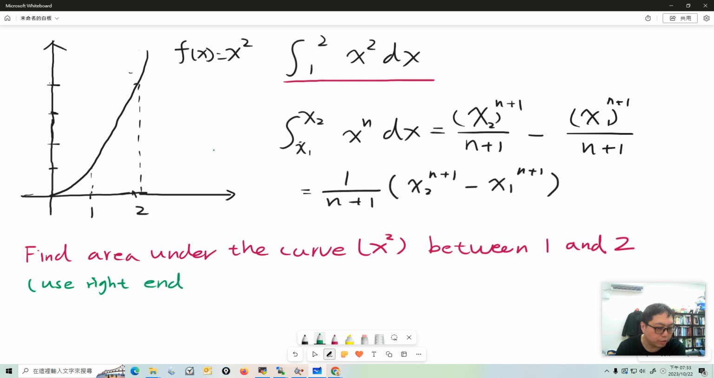It's called the right end point. Suppose I put the point here. This is the right end point, called xi, and it corresponds to f of xi.